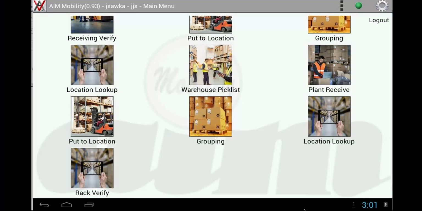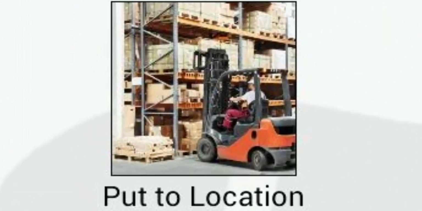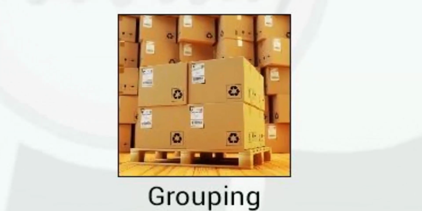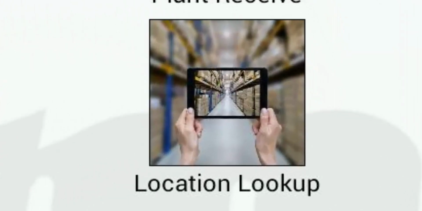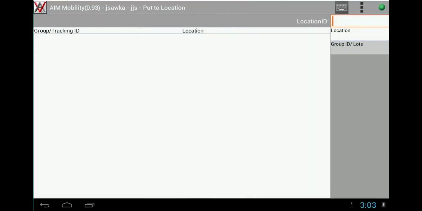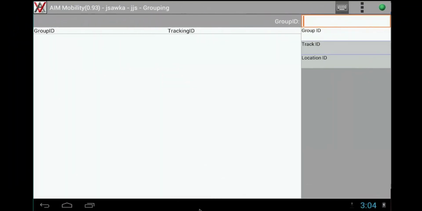From the tablet, this app has three primary functions. First is the put to location. Second is the grouping. And the third is the location lookup. The put to location function is where you enter your freeform storage location and identify what track or group ID is being stored in this location. The grouping function is kind of like using a master label for shipping. It allows you to group many units together and use the group ID to track where your stuff is being stored.